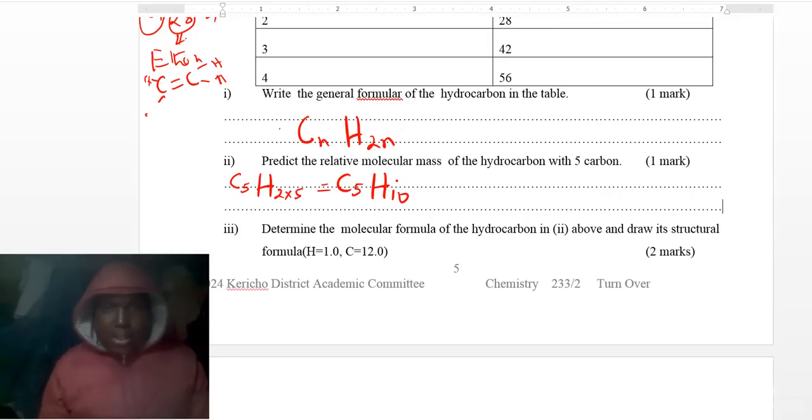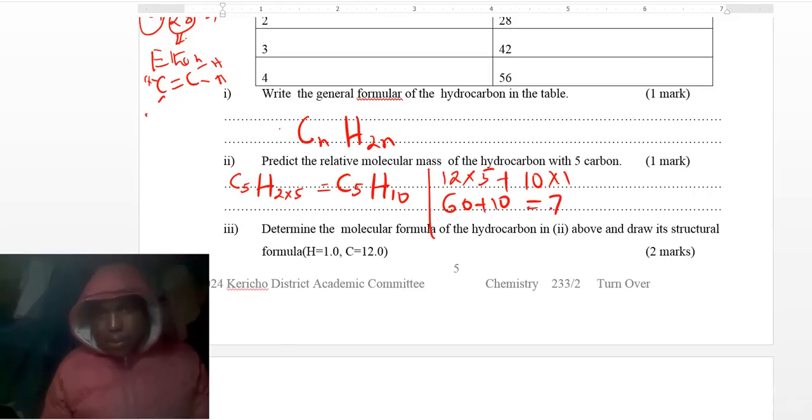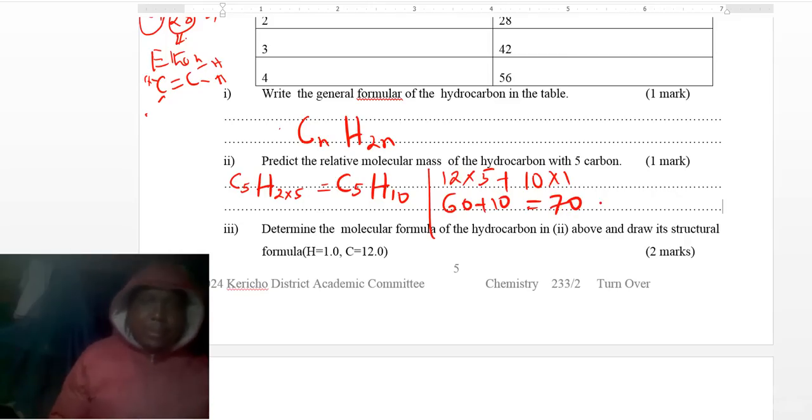So we have been asked to predict the molecular mass. So if this is the compound, then 1 carbon is 12 times 5, plus hydrogen times 1. So this one is going to be 60 plus 10, and that one will be 70. The molecular mass for the 5 carbon compound will be 70.